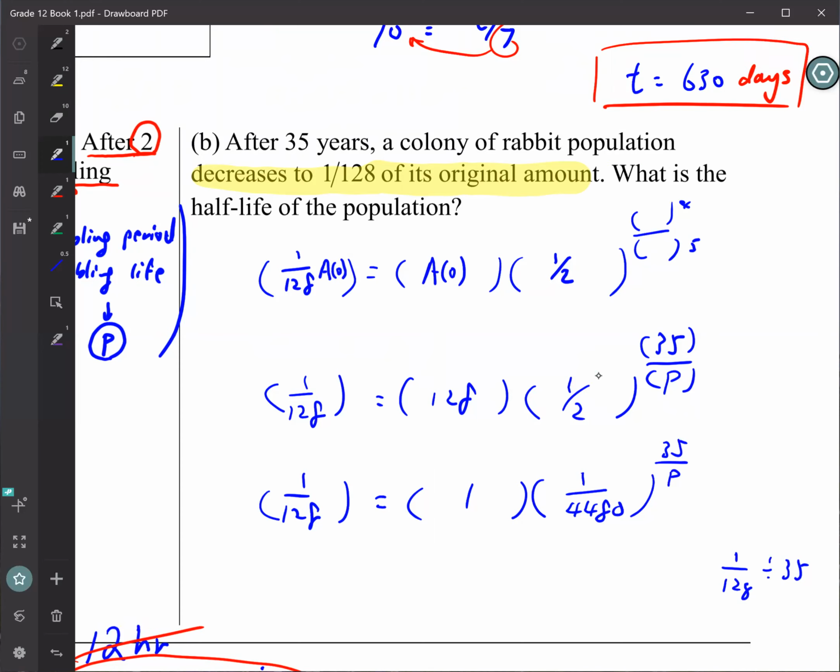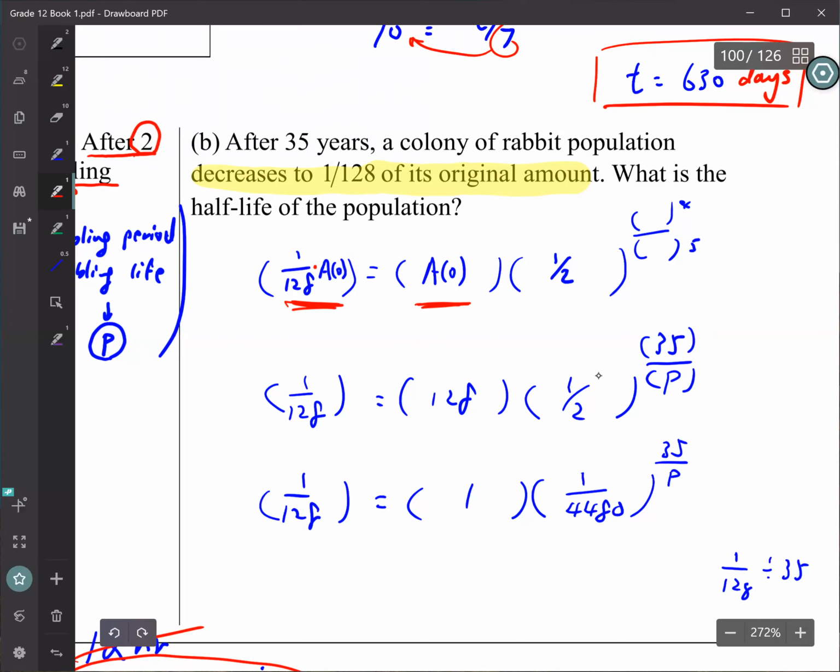Okay, you started with A0, right? Initial. And then you finish, right? Final amount here. Final amount is 1 over 128 of, which means multiply, right? Multiplied by A of 0. Okay, then your initial and final are all filled in.